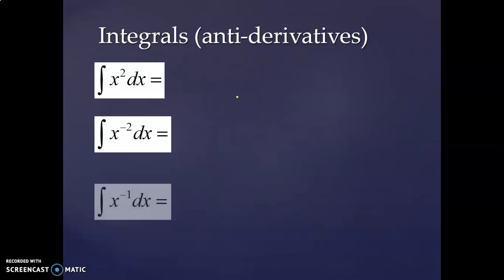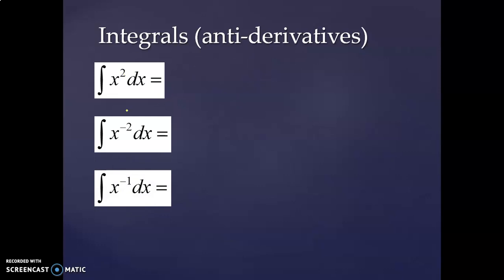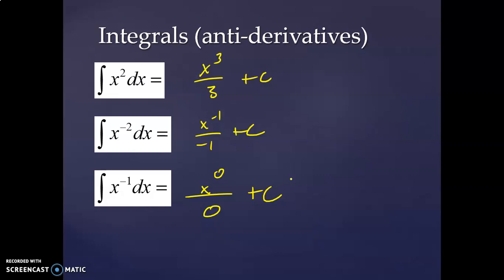Okay, just a reminder that we use the power rule for every exponent except the exponent of -1. Because the power rule says add 1 and divide by the new exponent. So x cubed over 3 plus c, x to the -1 over -1 plus c. But if I try to do the same rule here, if I add 1 to -1, I'm at x to the 0 divided by 0 plus c. This doesn't make any sense. This rule does not work for an exponent of -1.